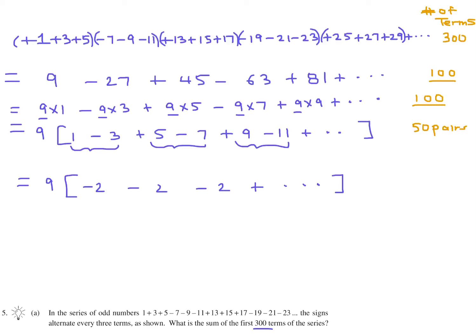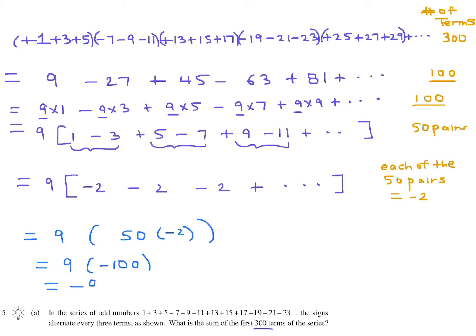Now in this one, I've got 9 times minus 2, minus 2, minus 2, like that, right? So each of these 50 pairs equals minus 2. So that's going to help us figure out this calculation. So this is going to be equal to 9 times 50 pairs, and each pair is equal to minus 2. So this is 9 times minus 100, which is negative 900. And that is the sum of the first 300 terms of that series.